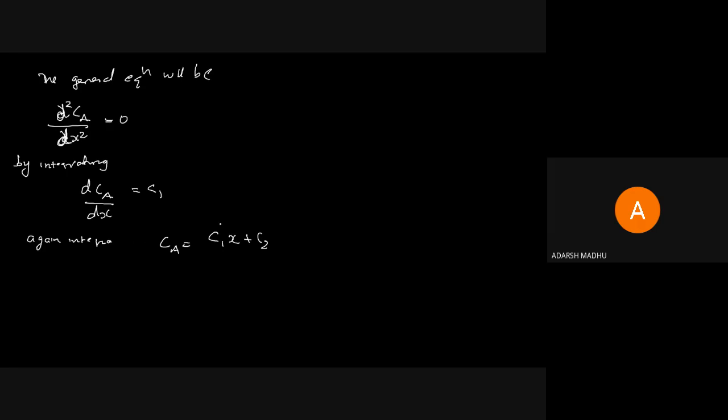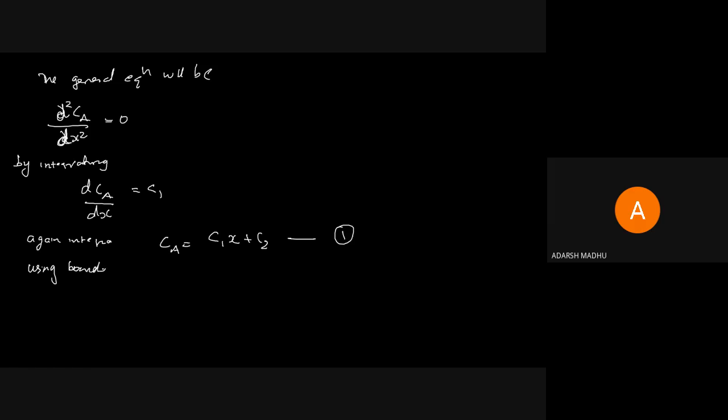So it is the primary first equation, CA equal to C1x plus C2. Then we find C1 and C2. We provide the boundary conditions to find the values of C1 and C2. Finding the values of C1 and C2 and simply substituting them in this equation, you will get the final equation. So to find C1 and C2 we use the boundary conditions.